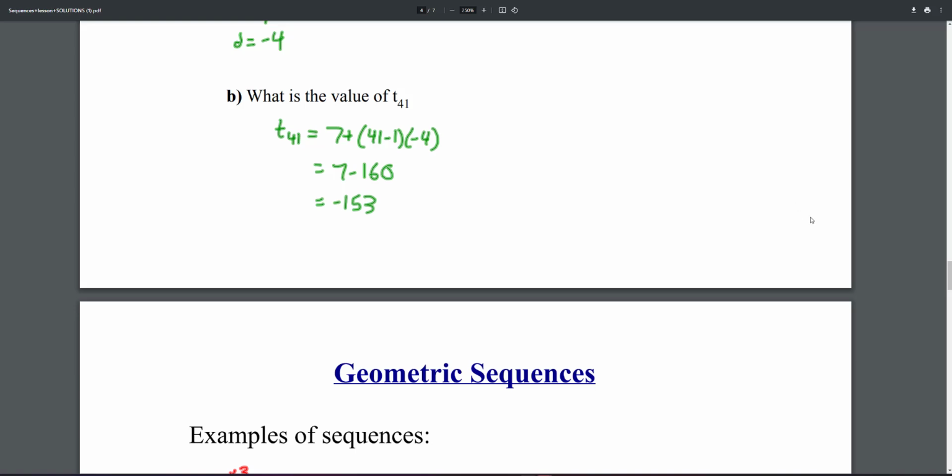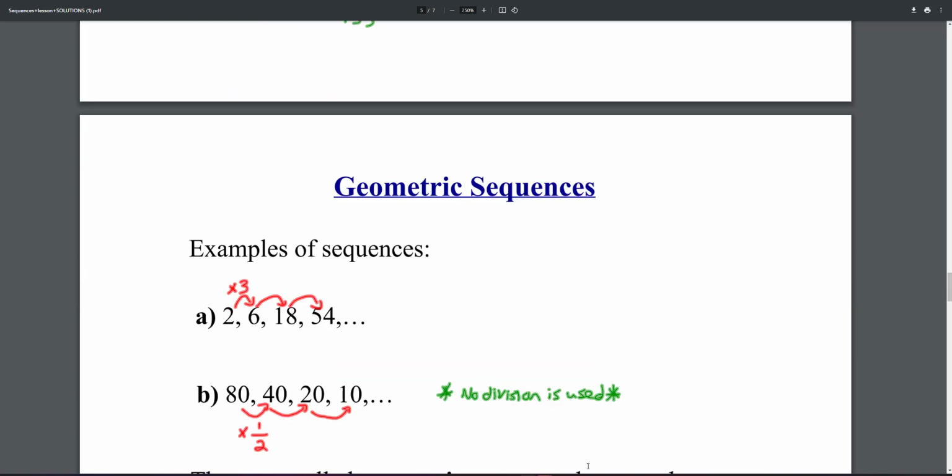Very easy stuff. Now we're moving on to the next thing, which is exactly the same, and that's geometric sequences.